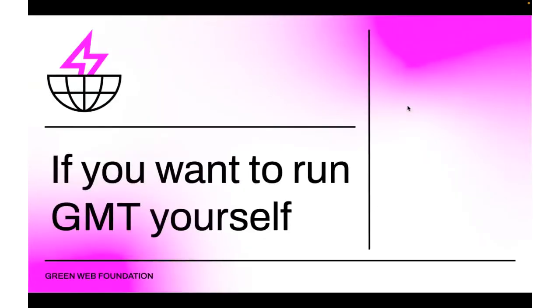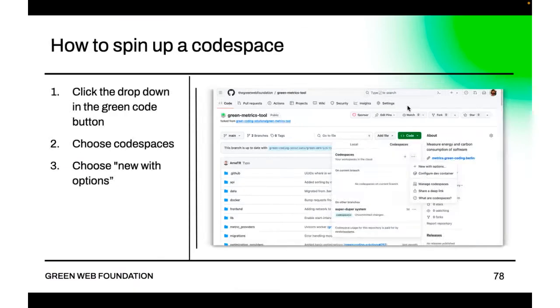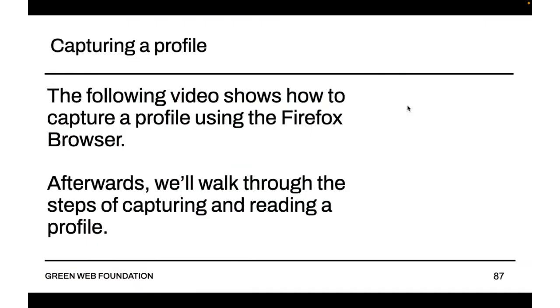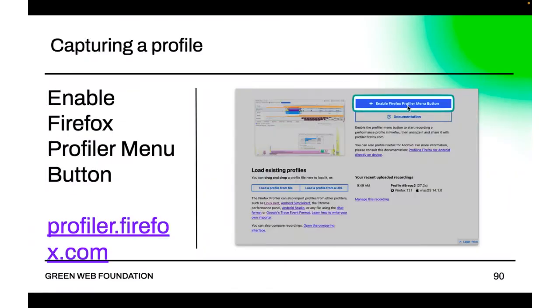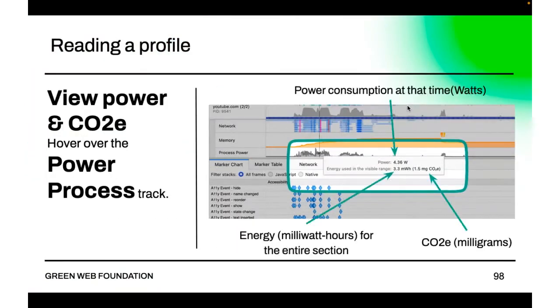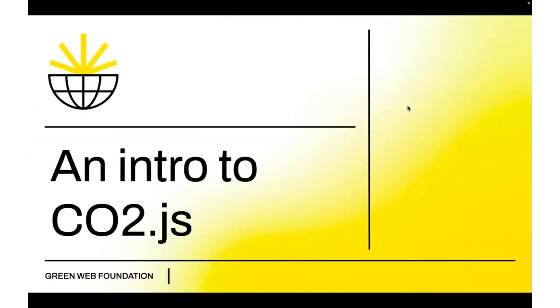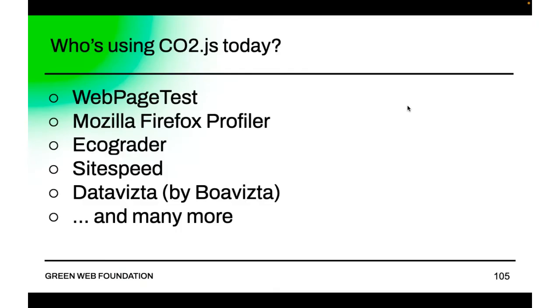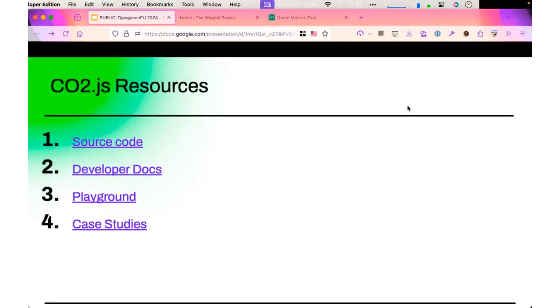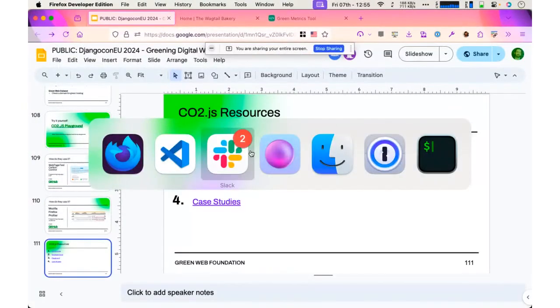There is loads more. If you do want to run GMT, we've got a bunch of stuff about how to set it up yourself. We also have stuff about how to use the Firefox Profiler. There's even a video showing how to do all this stuff. There's a bunch of cool stuff that you have available as well. And if you're curious about CO2.js, we've also spoken about that. So with this link, you've got loads to play around with.